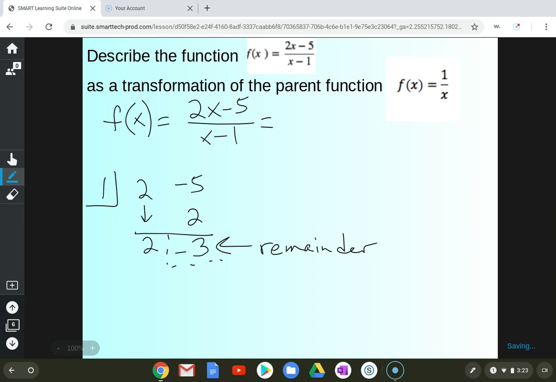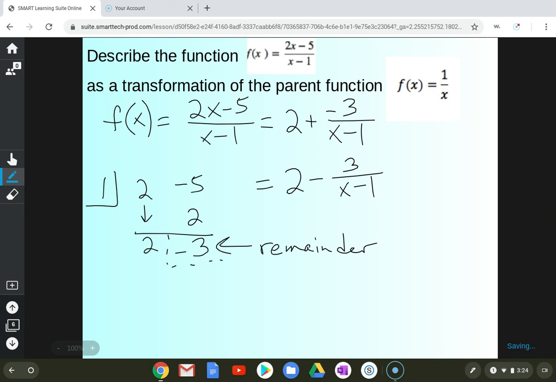So if we wanted to rewrite this, 2x minus 5 divided by x minus 1, that would be, remember, we take our exponent and reduce it by 1. So there's no x's anymore. So it would be 2 plus -3, our remainder, over our divisor. Which is the same thing as 2 minus 3 over x minus 1.